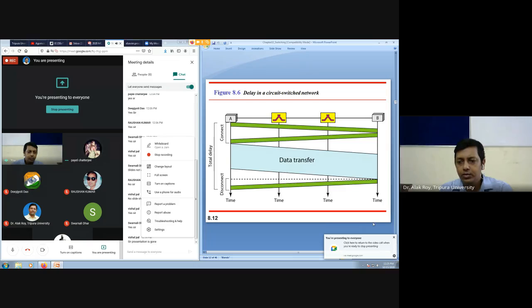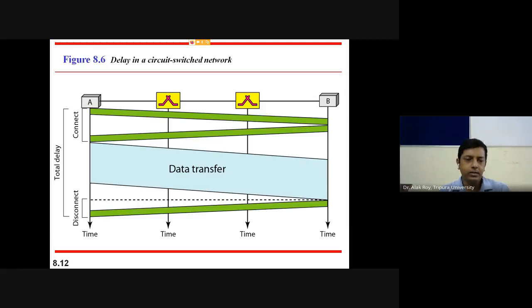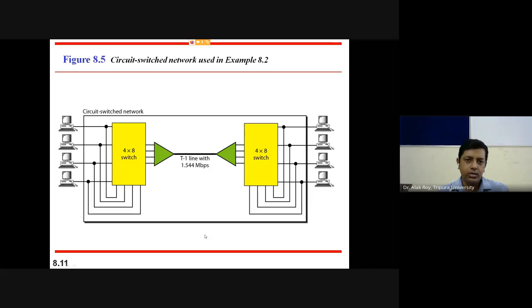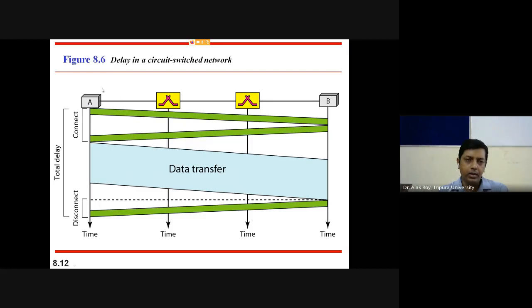So have you understood this delay part? This slide was visible to you earlier? Have you understood this circuit? And then I have explained the delay part. Have you understood?